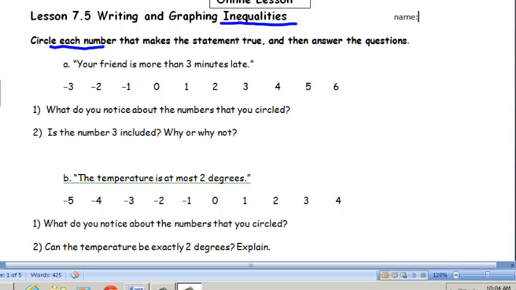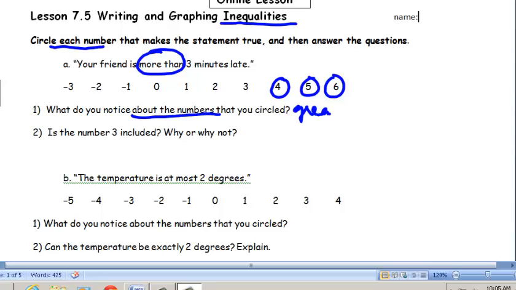Circle each number that makes the statement true and then answer the questions. Your friend is more than 3 minutes late. So if it's more than 3 minutes late, everything that applies is 4, 5, or 6. Okay, what do we notice about the numbers that we circled? They're all greater than 3.